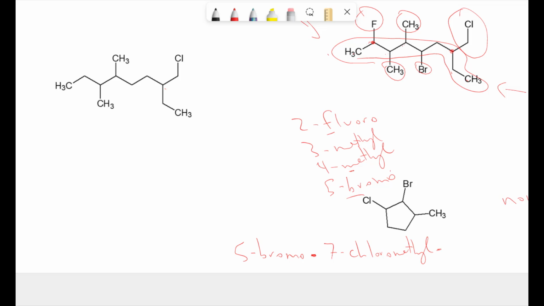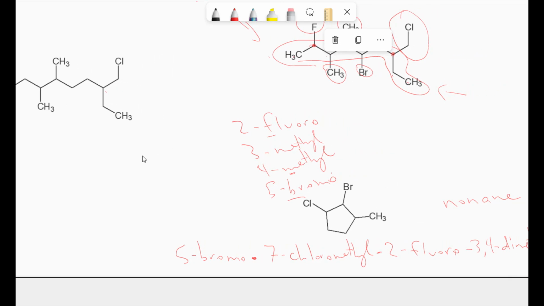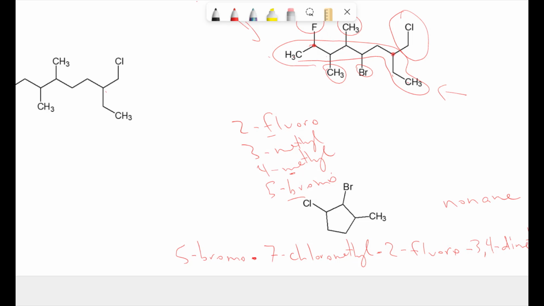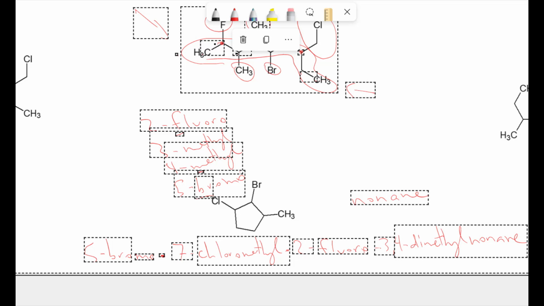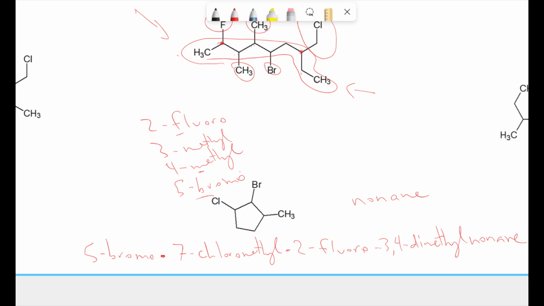And now the fluoro comes next alphabetically. Even though it's on the 2 carbon, it's alphabetical for naming. And then finally this 3,4-dimethyl nonane to finish it off. See if I can move this over. I keep running out of room. There we go.